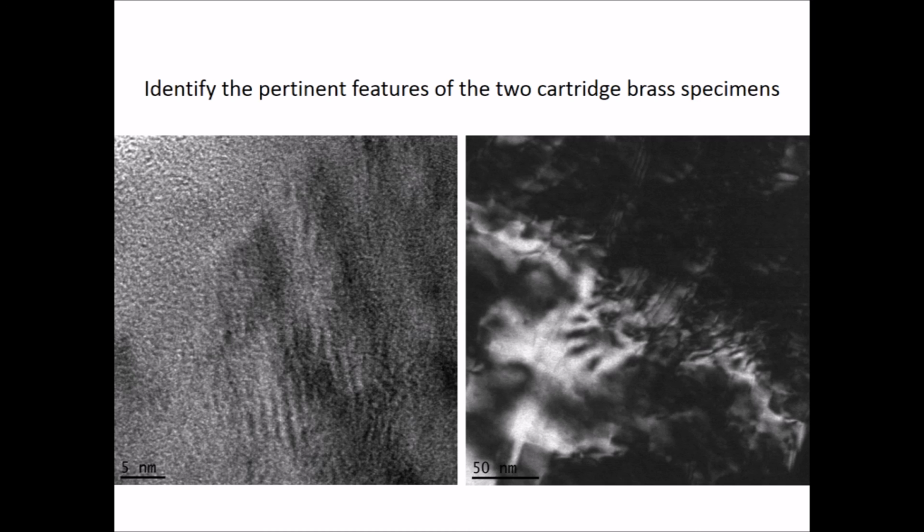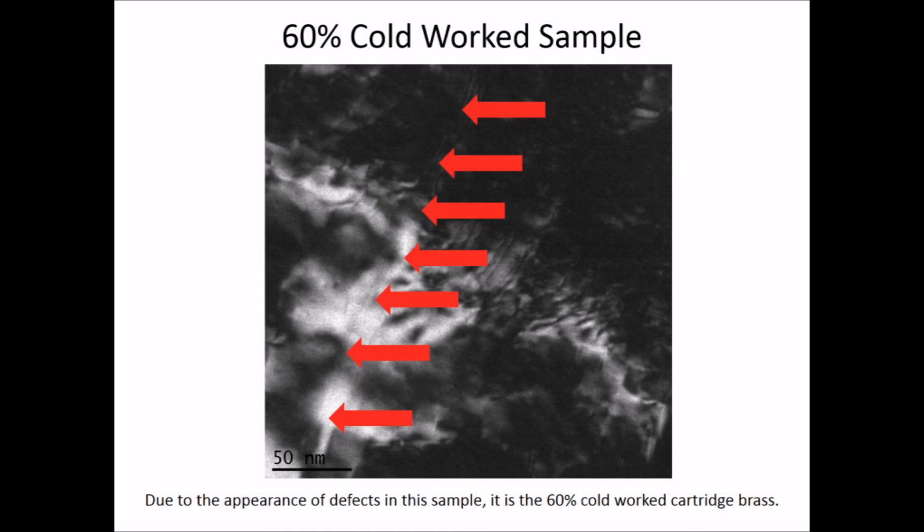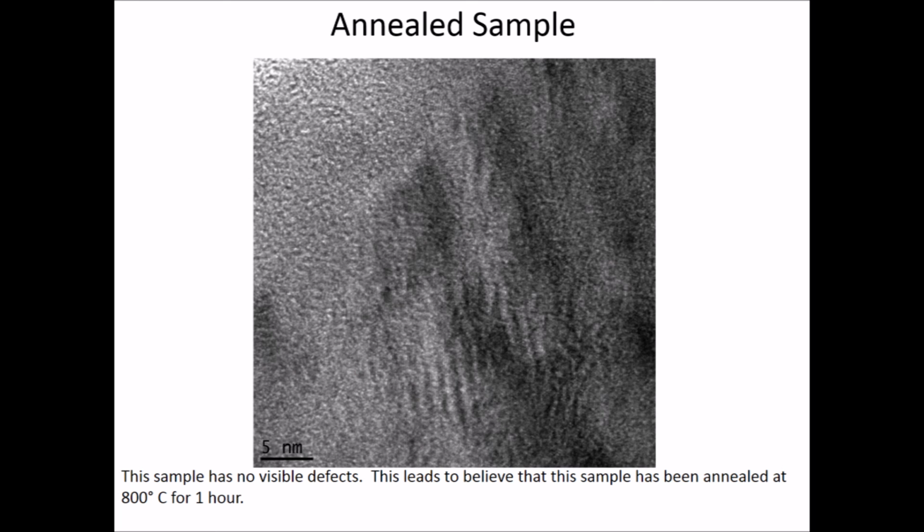Identify the pertinent features of these two cartridge brass specimens. Due to the appearance of defects in this sample, as noted by the red arrows, it is the 60% cold work cartridge brass. This sample has no visible defects. This leads us to believe that this sample has been annealed at 800 degrees Celsius for 1 hour.